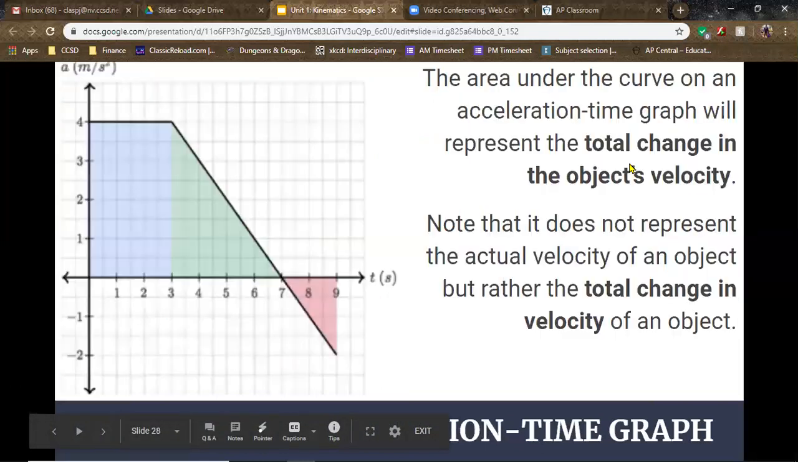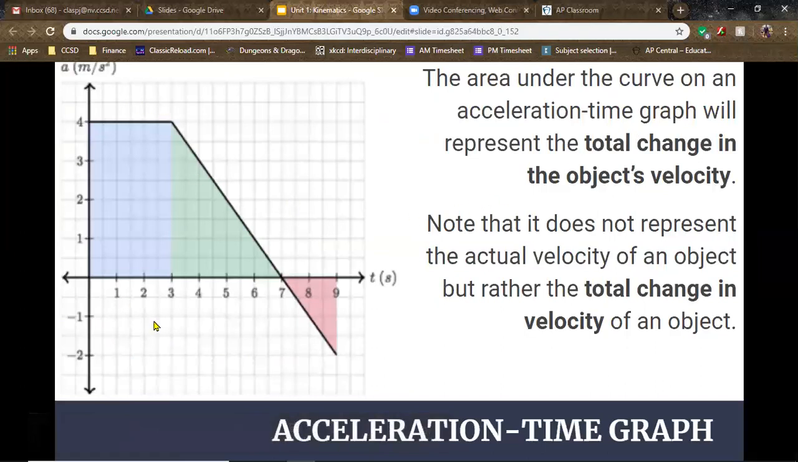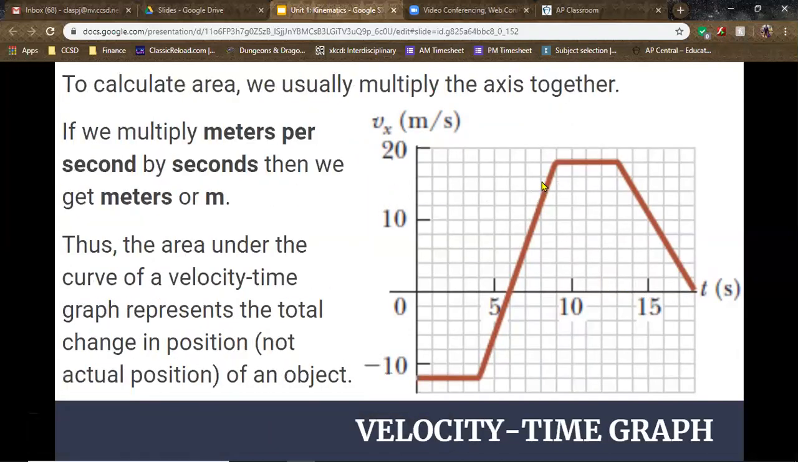Just like the area underneath an acceleration time graph curve doesn't represent the actual velocity, just the total change in the velocity, over here the area under the curve doesn't represent the actual position, just the total change in the position of the object.